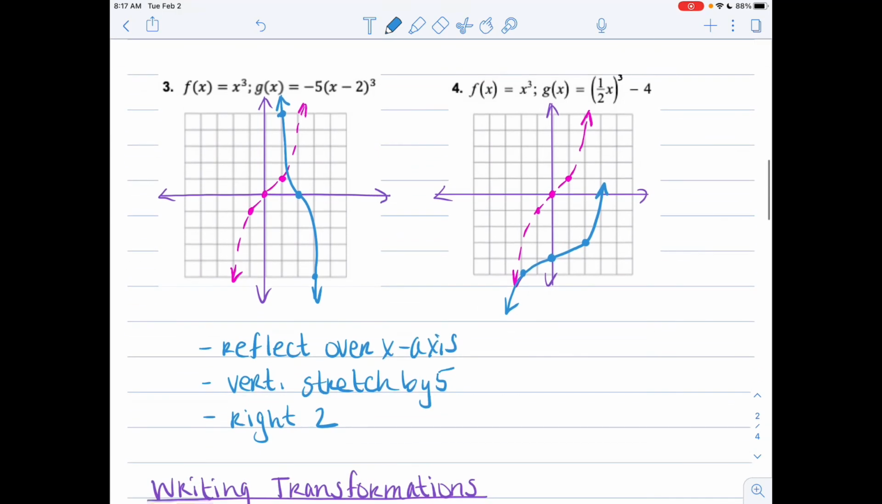Let's recap what we did. We did a horizontal stretch by 2, and we also moved down 4.